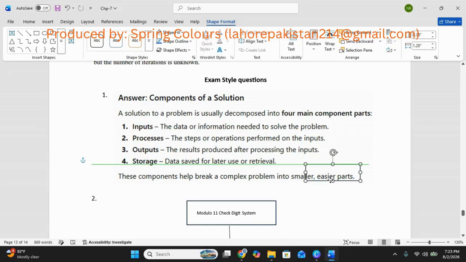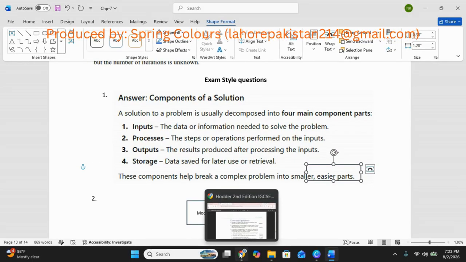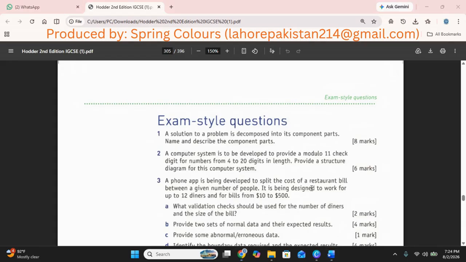Now let's move on to question number 2. A computer system is to be developed to provide a modulo 11 check digit from numbers 4 to 20 digits in length. Provide a structure diagram for this computer system.